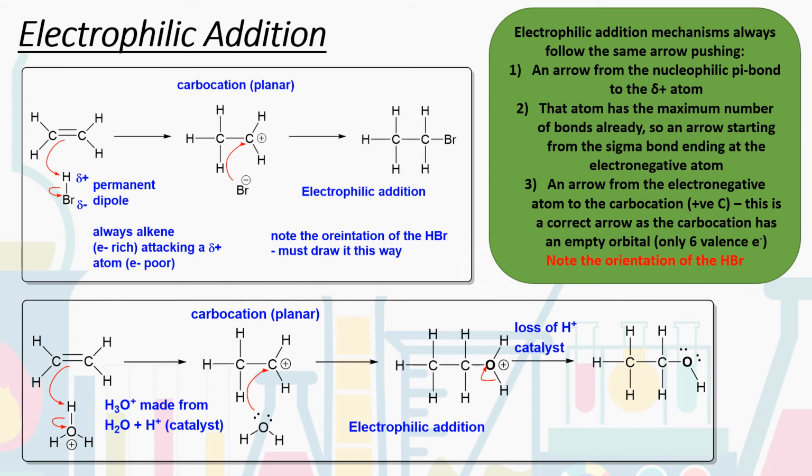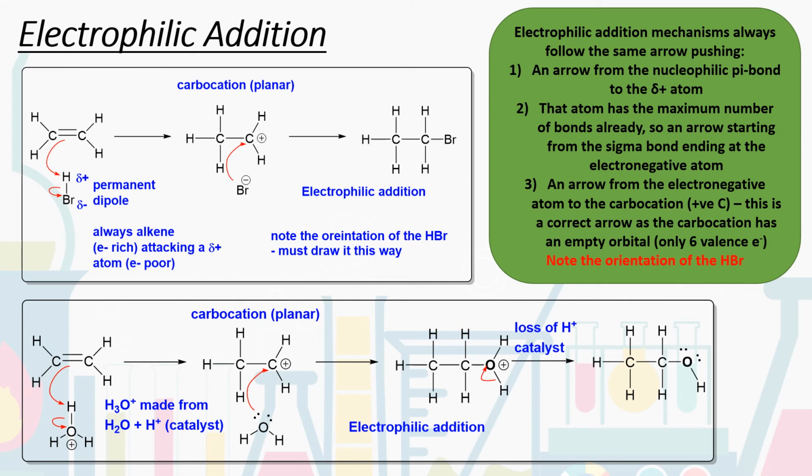Another thing to note is the orientation of the electrophile, in this case the HBr. You can see that while the alkene is drawn side-on, going from left to right, we've drawn our electrophile going almost vertical, from top to bottom. So the electrophile can be looked at as being drawn at right angles to the CC double bond. And this is really important.